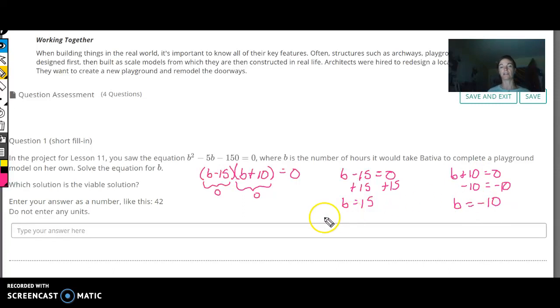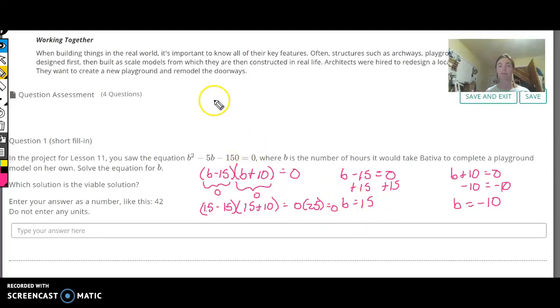All right, so let's just think about that for a minute. If I plug 15 into this equation, in for b, I get 15 minus 15 times 15 plus 10, and I want to make sure that's 0. Well, is 15 minus 15 0? Yeah. So then I have 0 times 25. Well, 0 times anything is 0, so that holds true.